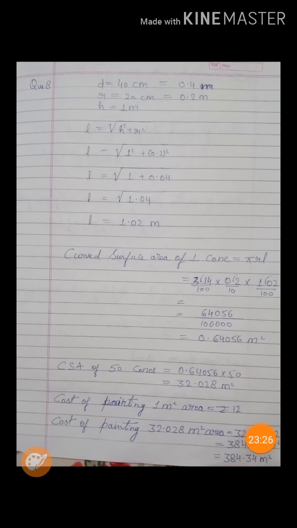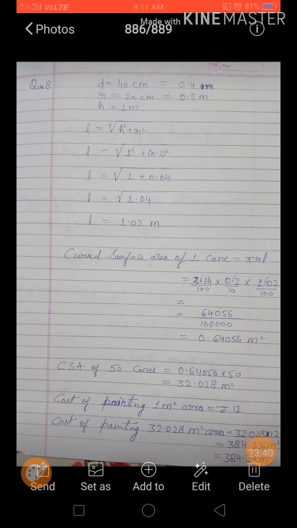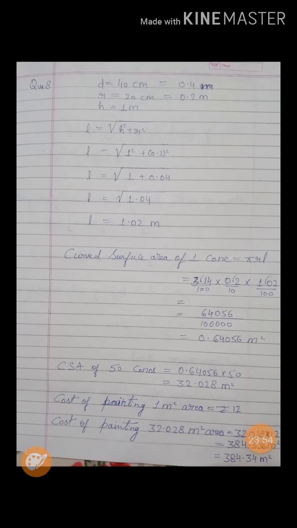Now come to question number 8. Read it. A bus stop is barricaded from the remaining part of the road by using 50 hollow cones made of recycled cardboard. Each cone has a base diameter 40 centimeter and height 1 meter. If the outer side of each of the cones is to be painted and the cost of painting is 12 rupees per meter square, what will be the cost of painting all these cones? And again it is given, use pi value as 3.14 and take root 1.04 as equal to 1.02.